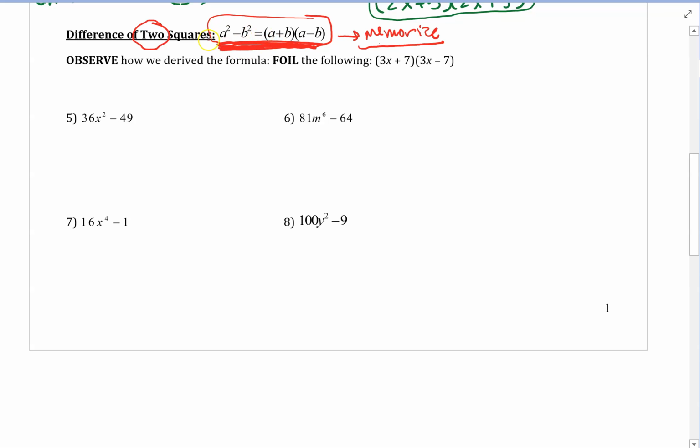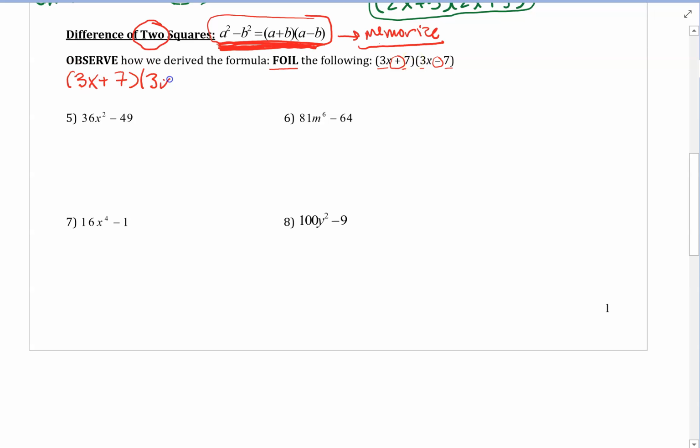But to see how we got the formula, we're going to go ahead and FOIL something that would be considered the factors of a difference of squares. So notice these factors here. Same terms, 3x and 7, 3x and 7, but one is adding and one is subtracting. Okay, so this is what we call conjugate pairs. Okay, and when you FOIL them, something very unique happens. So let's observe what happens.